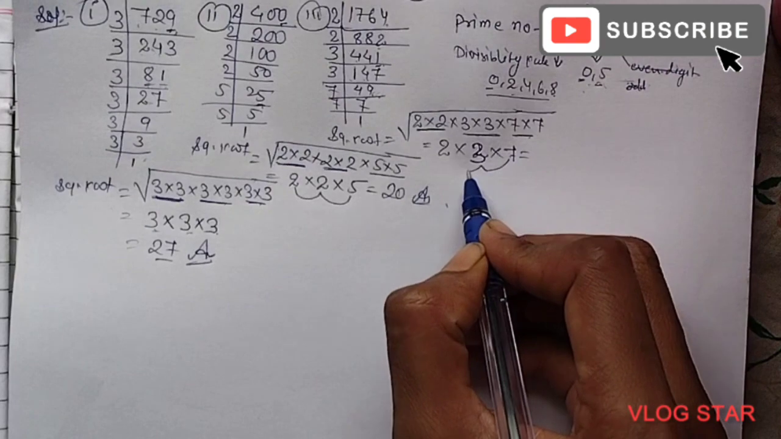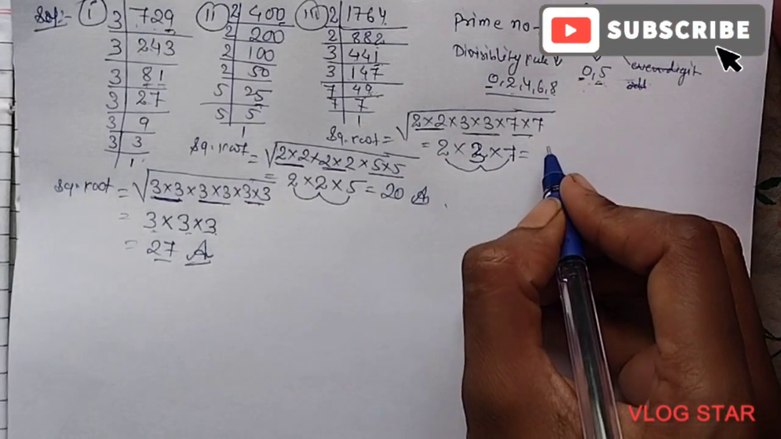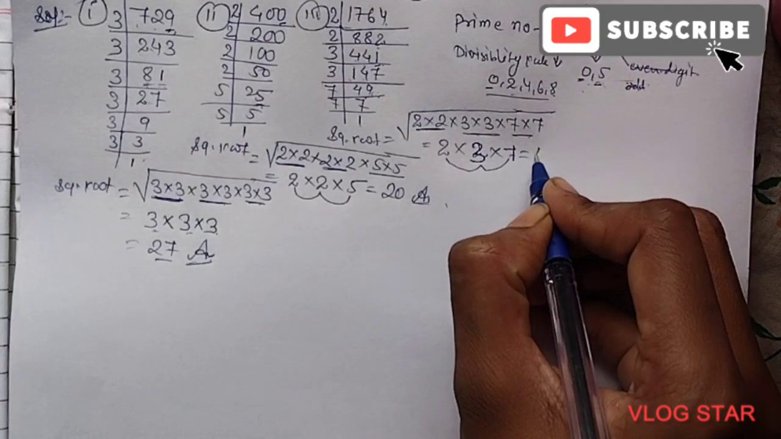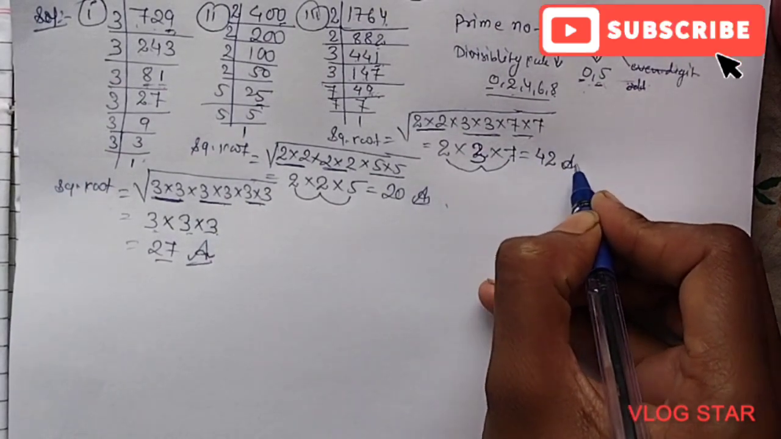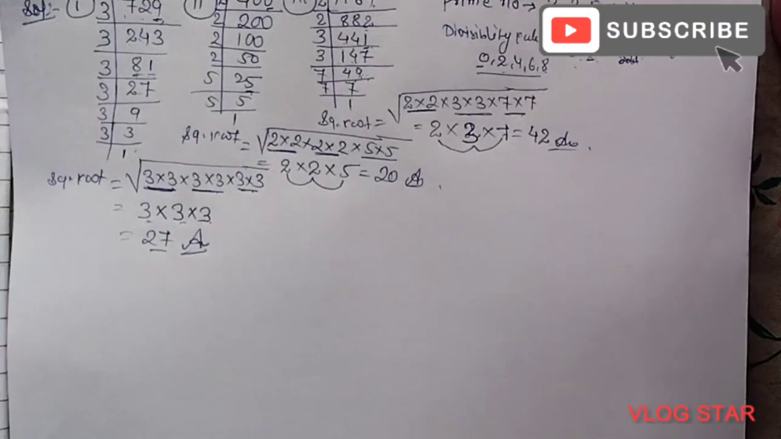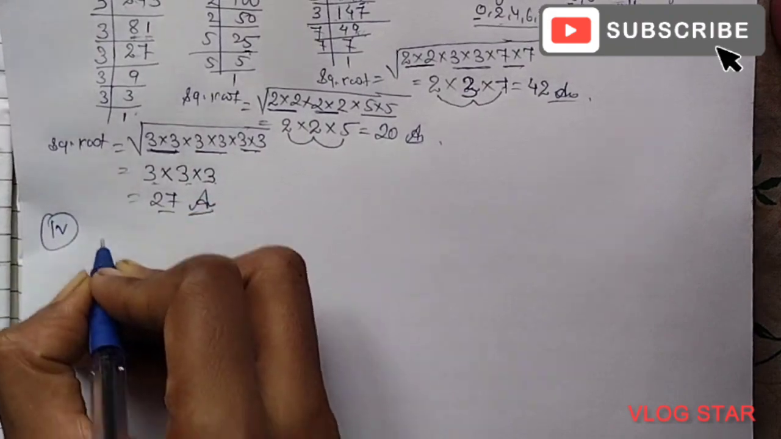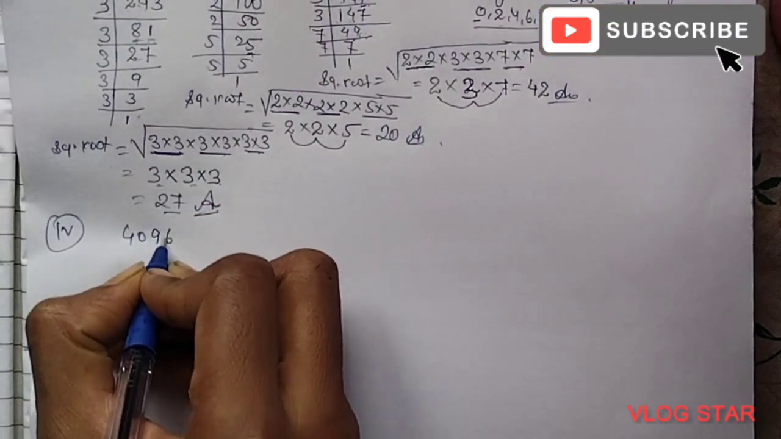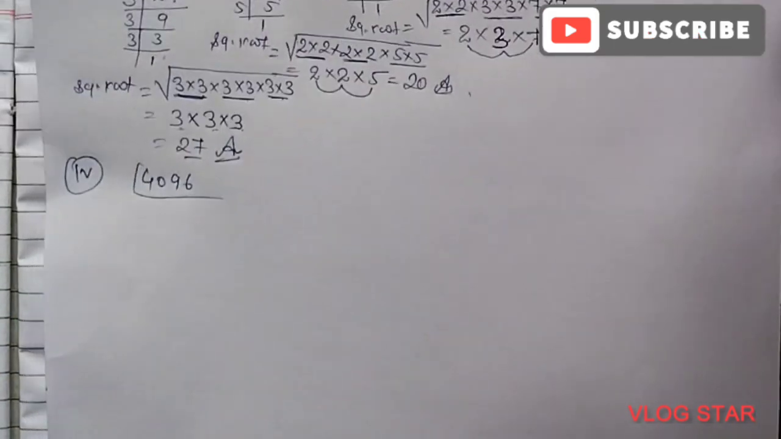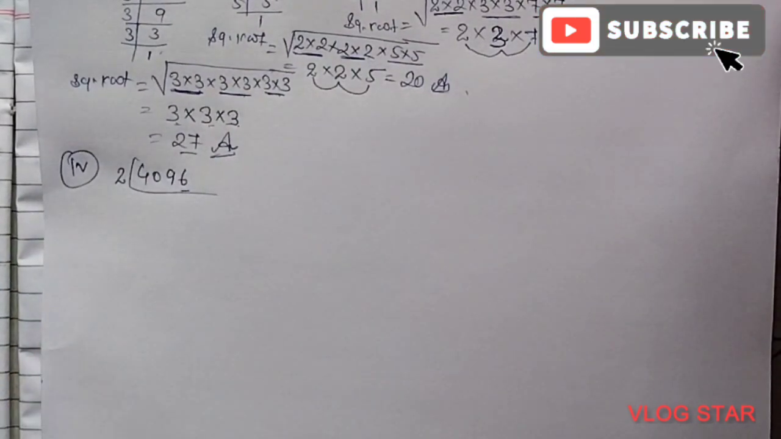7 3s are 21. 21 into 2, that is 42. Okay, this is our square root. Now let's do the same with the fourth question. So 4096. So it will be divided by 2 because it's ending with a 6.